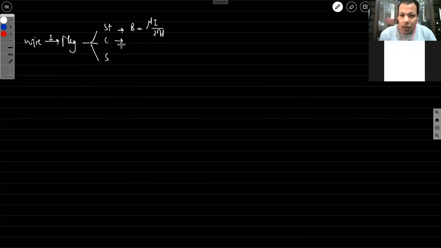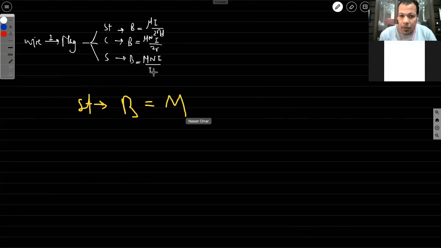In case of a coil, B coil will equal mu N I over 2R. For a solenoid, B will equal mu N I over L. Yes, this is for the values.